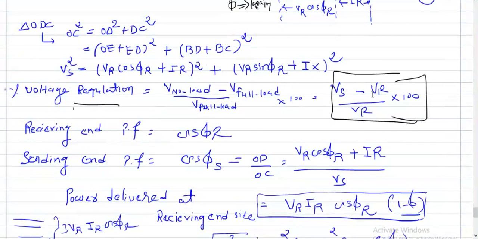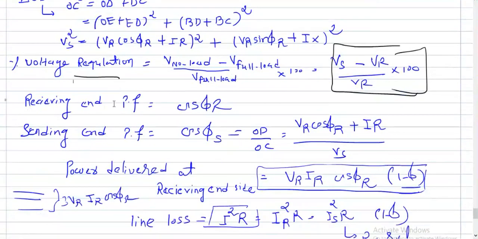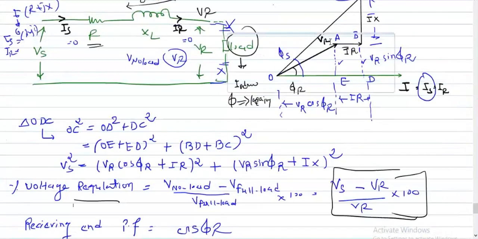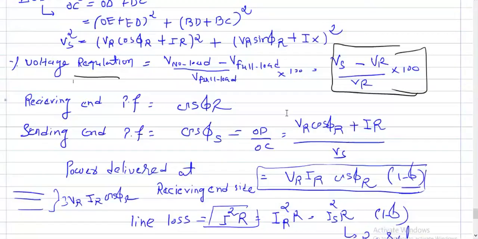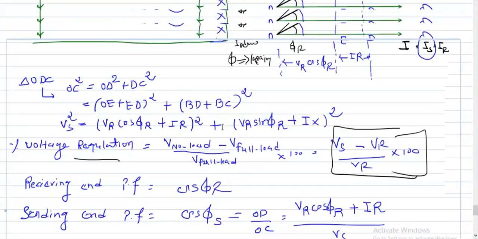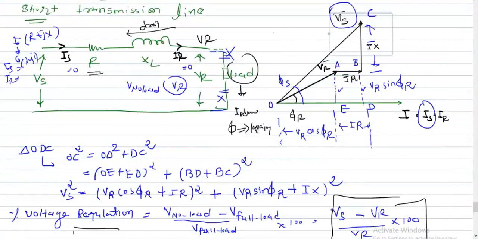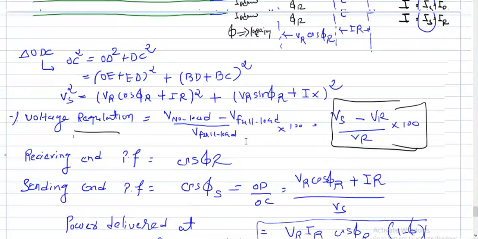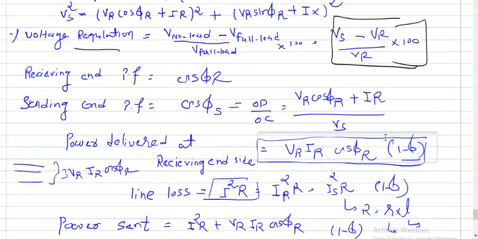So in our case, Vs minus Vr divided by Vr. The receiving end power factor is cos phi r, the angle between receiving end voltage and current. The sending end power factor is the angle between sending end voltage and sending end current, so it is phi s, and it is cos phi s. From this figure you can derive Vr cos phi r plus IR by Vs.